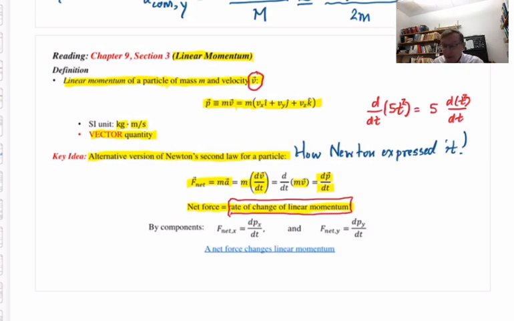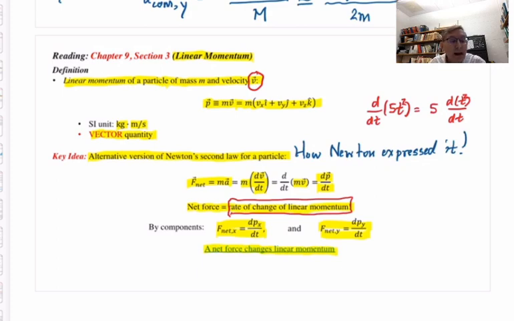Now, this is a vector formula, F net equals dp dt. So you really have to operate by components. You have to write it for the x components: F net x equals dpx dt. And then for the y components, F net y equals dpy dt. And I want to show you how you have to deal with components in another short animation with a little calculation that goes with it. Okay? So I want to show you an animation, the purpose of which is to emphasize that a net force changes the linear momentum of a particle.